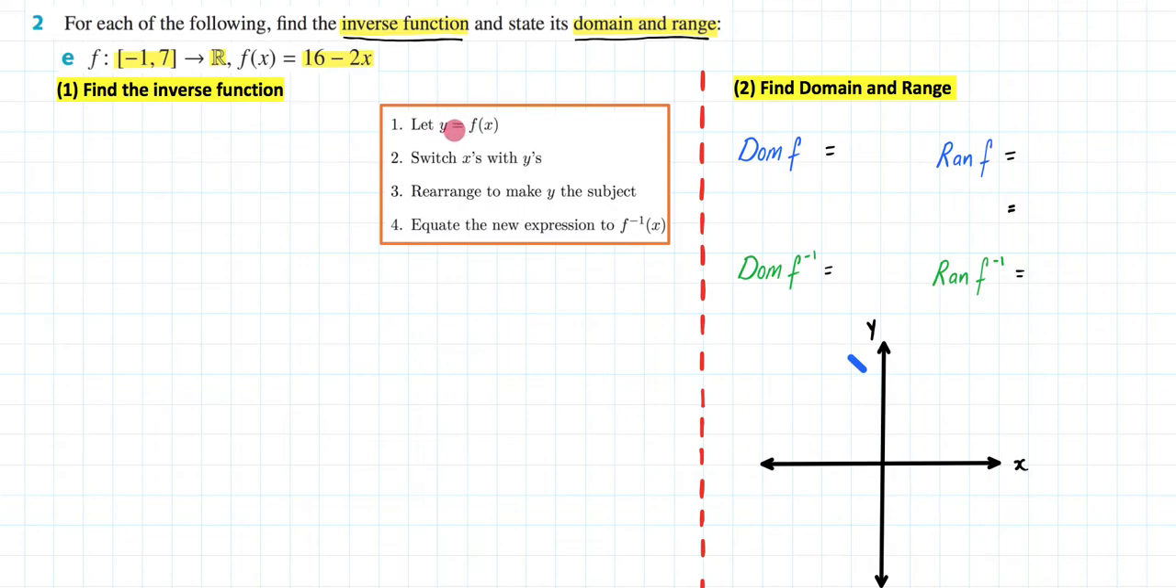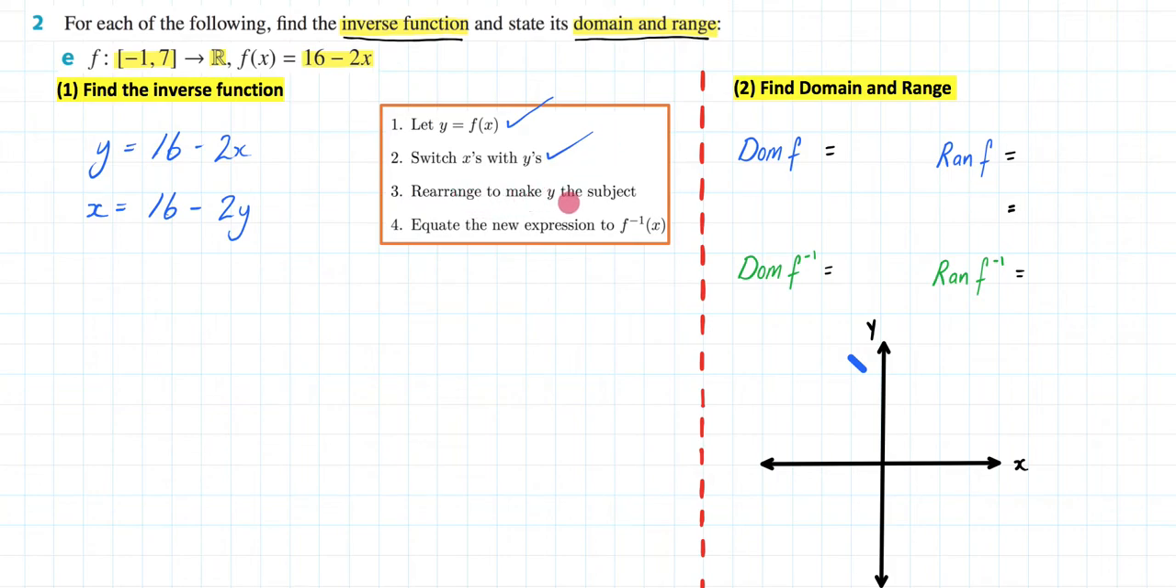First step, let y equal f of x. So instead of writing f of x equals 16 minus 2x, I'm going to write y equals 16 minus 2x. I've done the first step. Next step, switch x's with y's. So I'm going to switch my x and y. So I'll get x equals 16 minus 2y. I've done the second step.